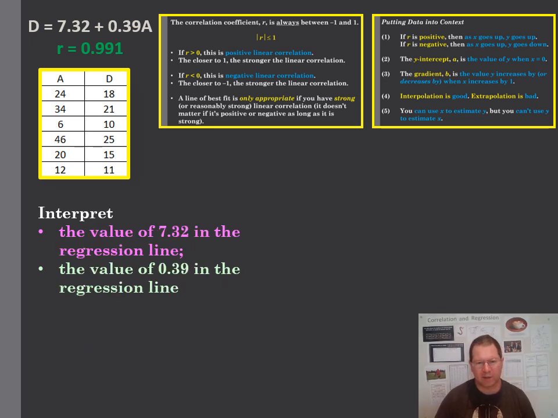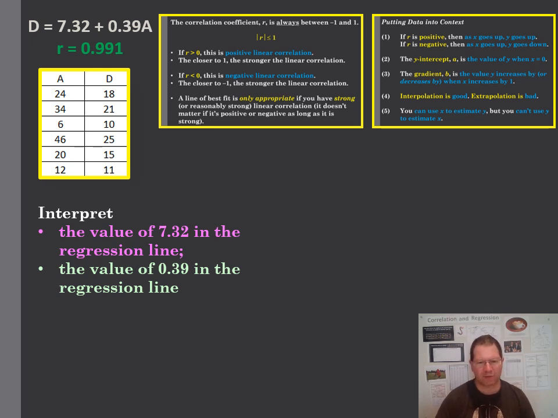And then finally, we've been asked to interpret the values of 7.32 and 0.39 in our regression line. So looking at point 2, putting data into context, the y-intercept a, so in this case 7.32, is the value of y when x is 0, i.e. when a is 0. So that is implying that when you are born, i.e. x is 0, you are 0 years old, that your Dubrex gland is 7.32 millimeters long.